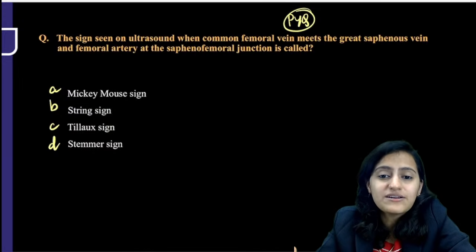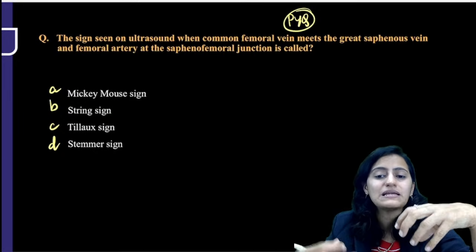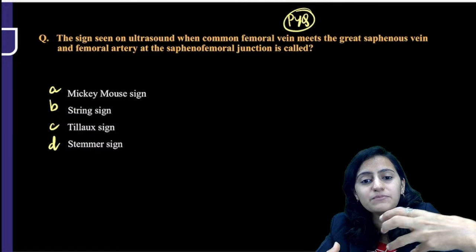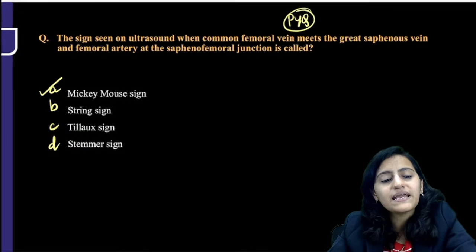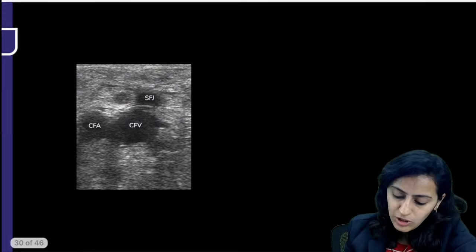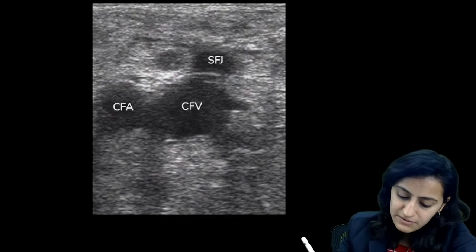The sign seen on ultrasound when the common femoral vein meets the great saphenous vein and the femoral artery at the SFJ is the correct. That is the Mickey Mouse sign. So look at the image here for the Mickey Mouse sign.